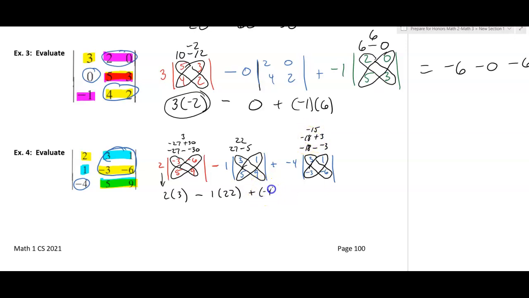So -4 times -15, this gives you a determinant of 2 times 3 is 6 minus 22 plus 60, right? And if you go to your handy dandy calculator, 6 minus 22 plus 60 would give you a determinant of 44. It's really important to know how to do this in order to accomplish the next lesson, so please make sure you understand how to do this.